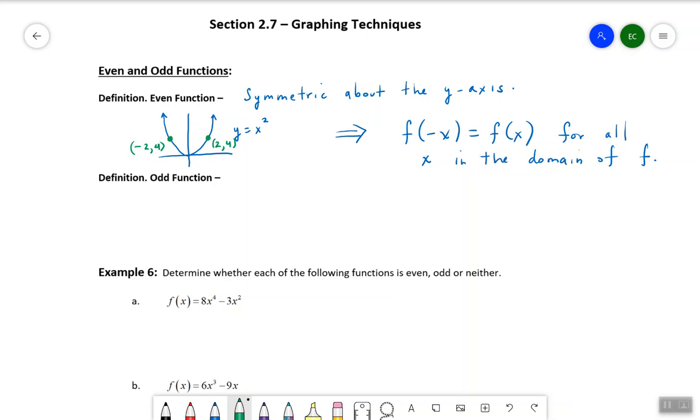There's another basic function that's also even. Can you think what it is? It's the absolute value function. Okay, so that's an even function, and then an odd function is symmetric about the origin.